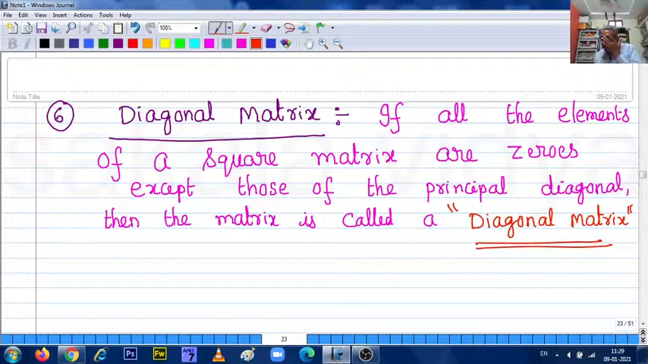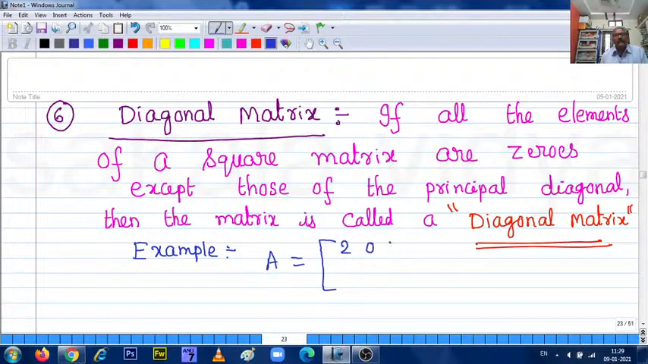So let me give an example now, because in the examination you are asked to write even examples too. Example: A must be a square matrix: 2 0 0, 0 5 0, 0 0 minus 3. See, except the principal diagonal, the rest of the elements are 0. So this is called a diagonal matrix. Example for a diagonal matrix.